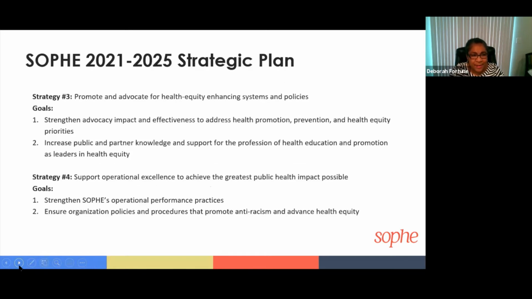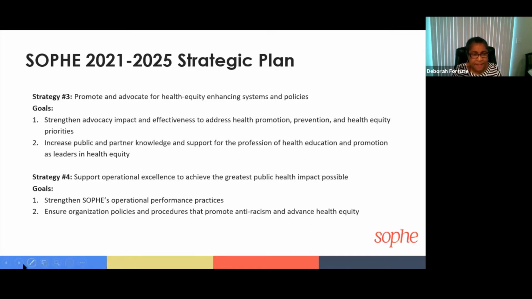As well as, again, in strategy 3, you see we're talking about promoting and advocating for health equity among systems as well as in policy. And last but not least, we want to make sure that we support operational excellence to achieve the greatest public health impact possible. And this has to do with SOPHE and how it runs its operational practices.